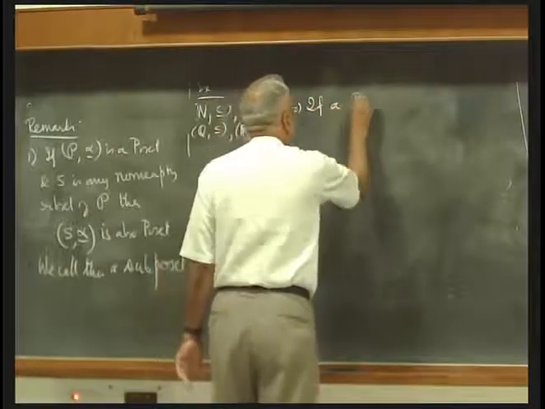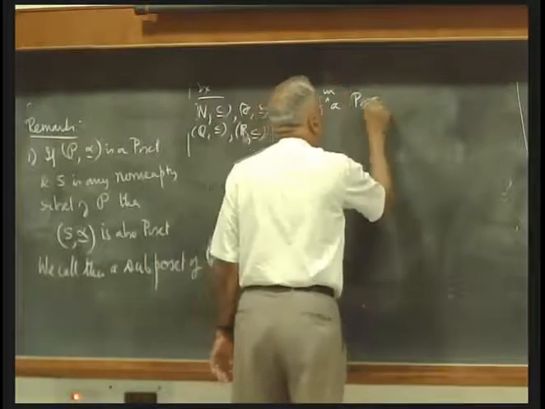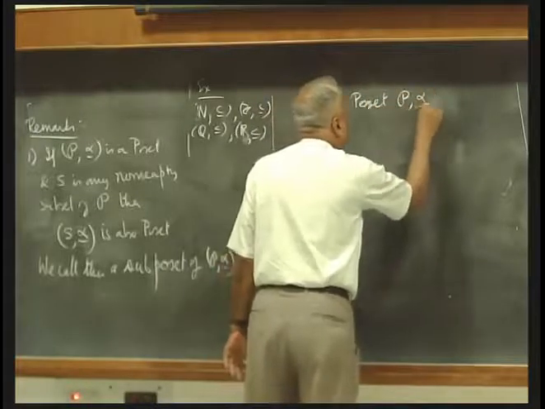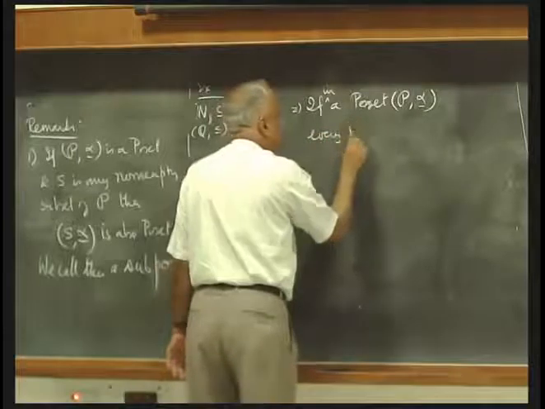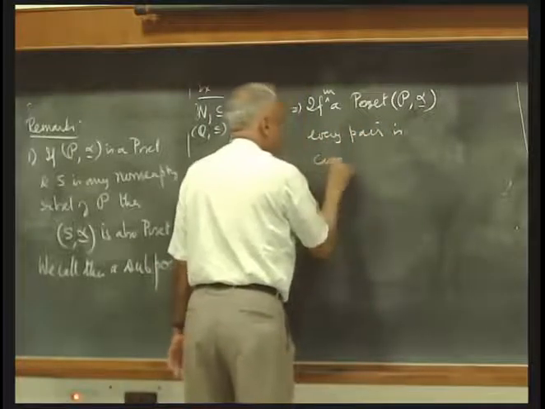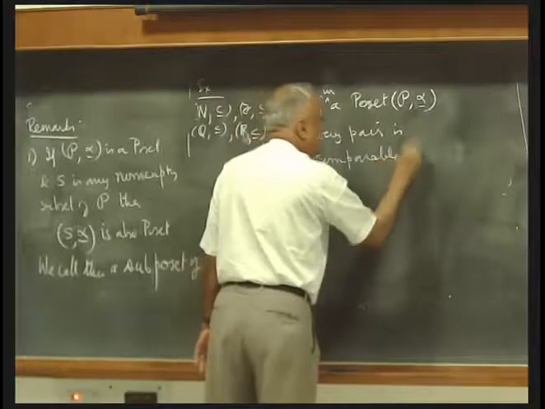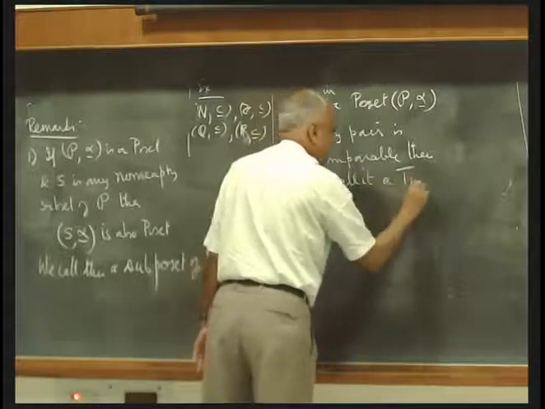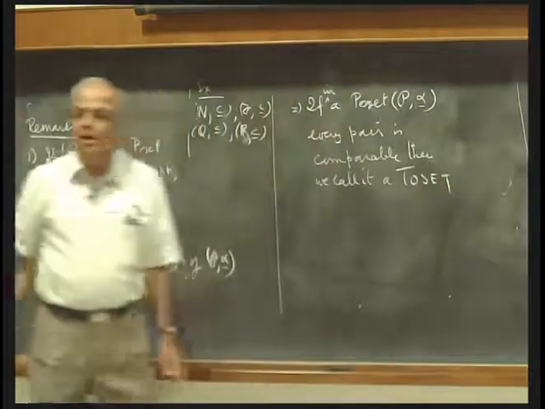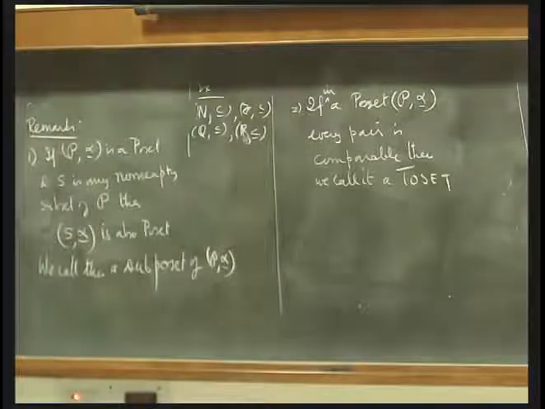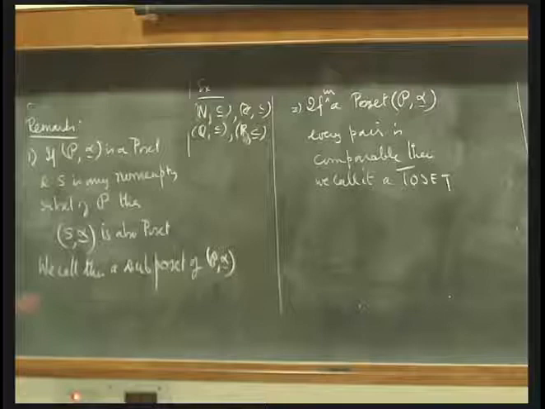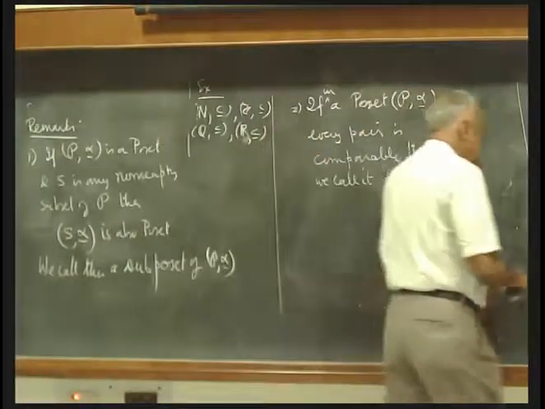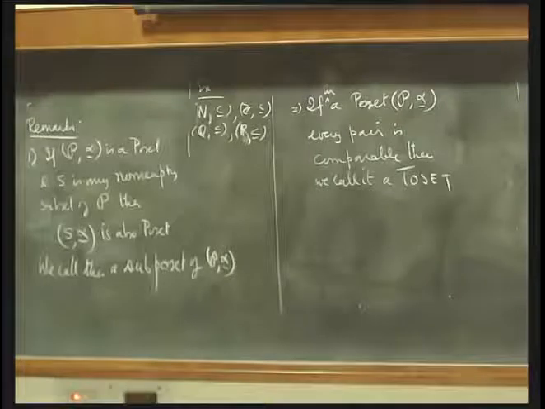If in a poset every pair is comparable, then we call it a totally ordered set. There are many such terminologies: partially ordered set, totally ordered set, well ordered set. These all mean different things. Be careful. A totally ordered set is a poset in which every pair is comparable.